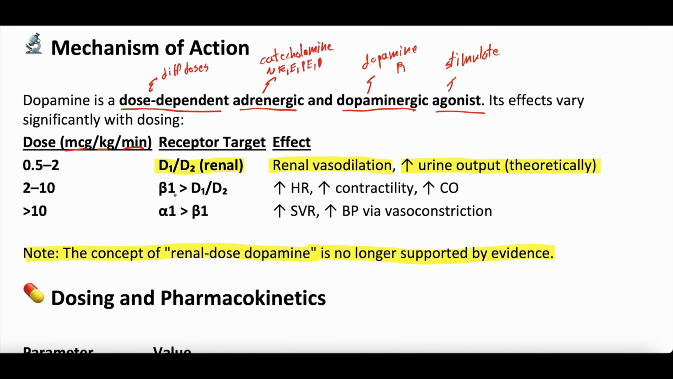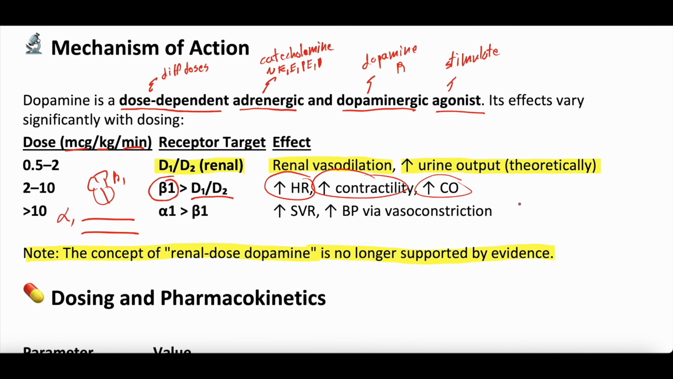And this is where it starts to act more on beta-1 receptors. As we've talked about in previous episodes, beta-1 receptors act on the heart, right? So the heart has beta-1 receptors, whereas alpha-1 receptors act on the blood vessels, which we'll get into. So at 2 to 10 micrograms per kilogram per minute, it primarily affects beta-1 receptors. It still has some dopamine D1 and D2 receptor effects. But the beta-1 receptors being in the heart do increase heart rate and increase contractility, which then increase cardiac output.